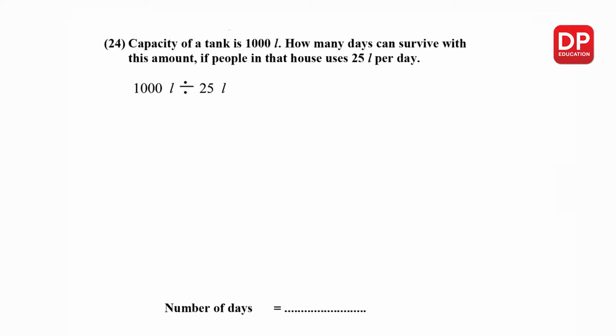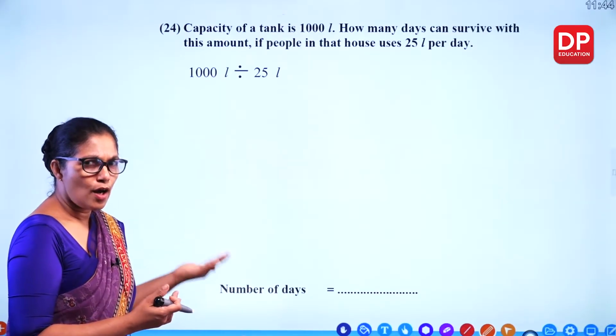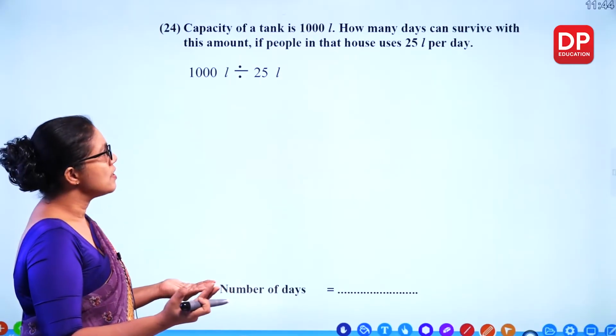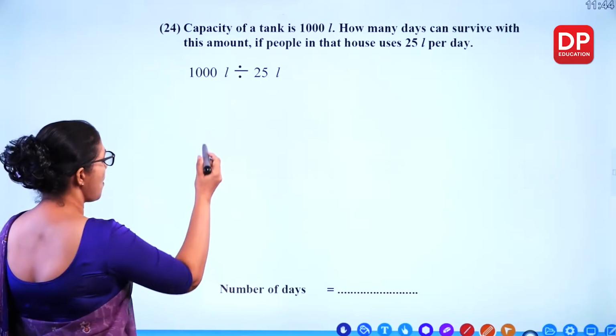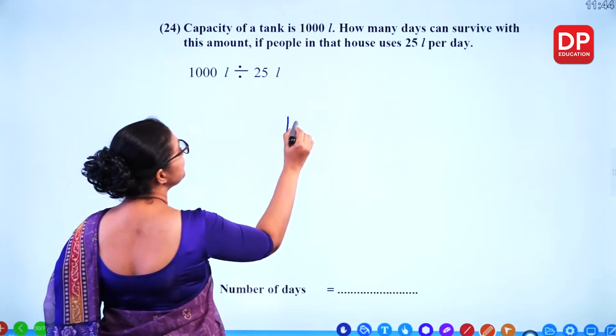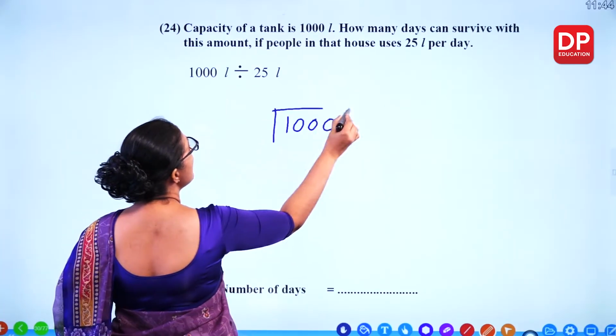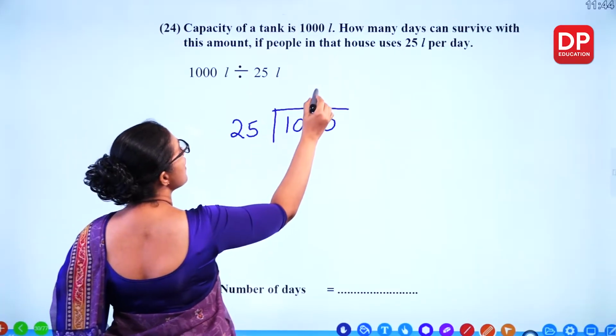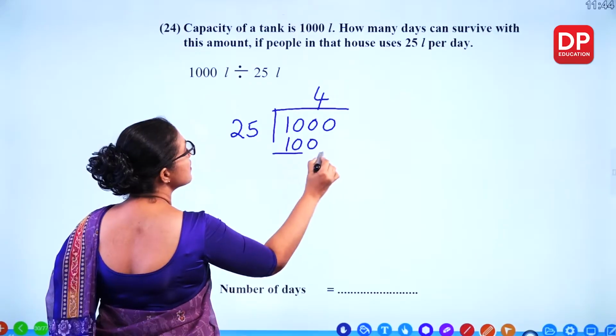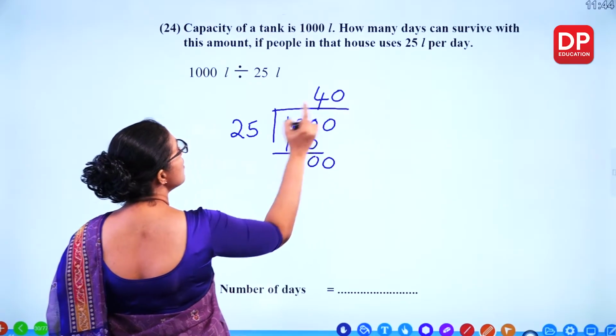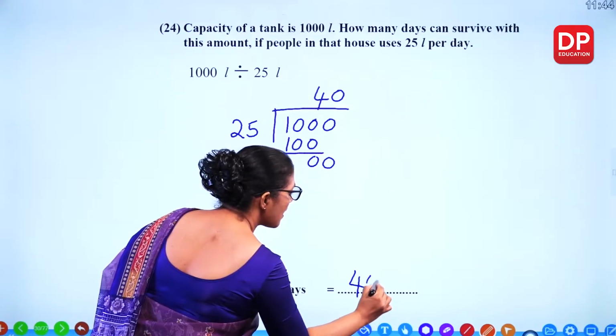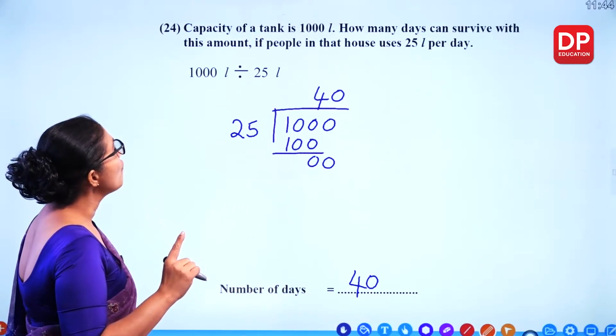Look at this question. Capacity of a tank is 1000 liters. How many days can they survive with this amount if people in that house use 25 liters per day? So that means division. 1000 liters are there, each day 25. So when you divide, you get the number of days. So 1000 divided by 25. 25 times 4, 100. So that means you have to put a 0 there. 40 days they can survive with this amount of water.